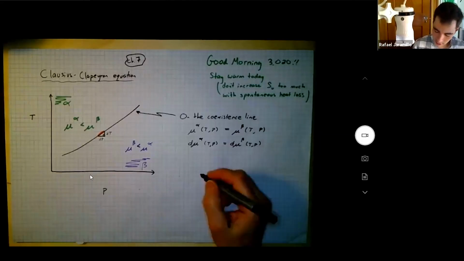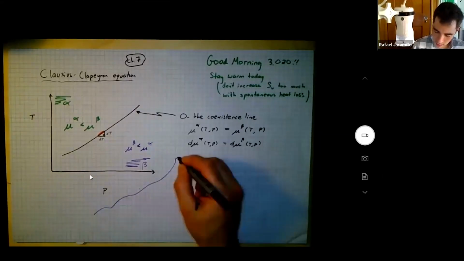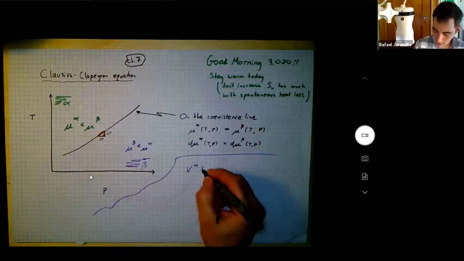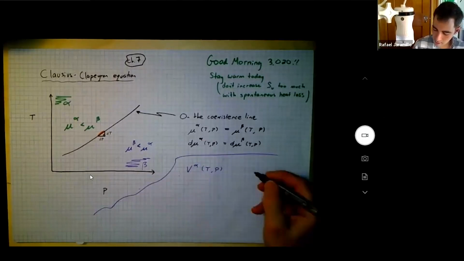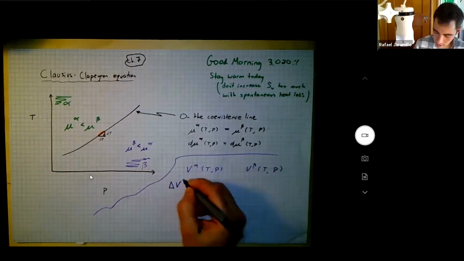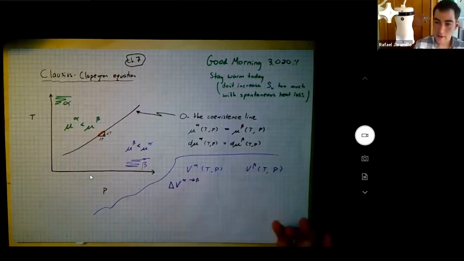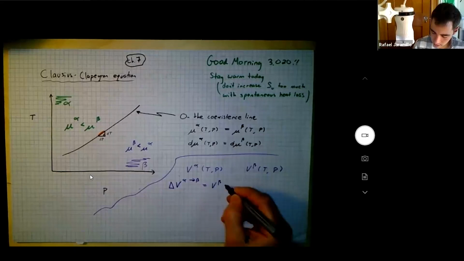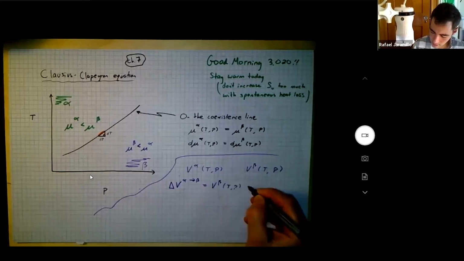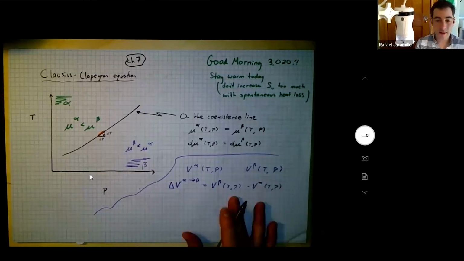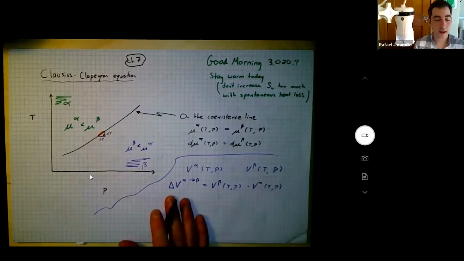So let's say I have volume of phase alpha. That, of course, depends on temperature and pressure. Volume of phase beta. That, of course, depends on pressure and temperature. And so I might have a transformation quantity, the change in volume as I transform from alpha to beta. This equals volume of beta, temperature and pressure, minus volume of alpha, temperature and pressure. And so this explicitly depends on temperature and pressure.